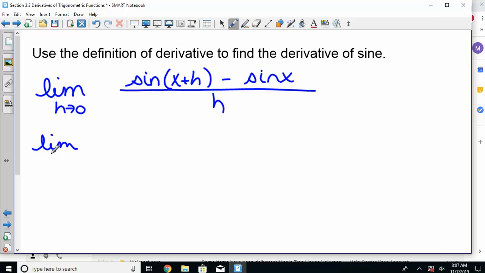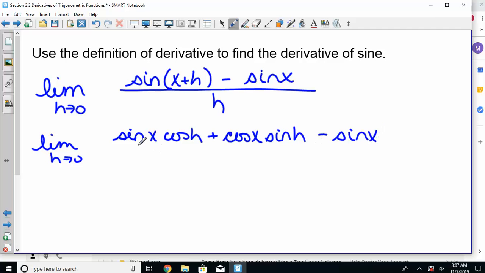Yesterday I wrote down 2 trig formulas that I told you we would be using in this section, and one of them was the sine of x plus h formula, wasn't it? So tell me that formula. Flip back in your notes where you wrote it down. I still have this minus sine x.